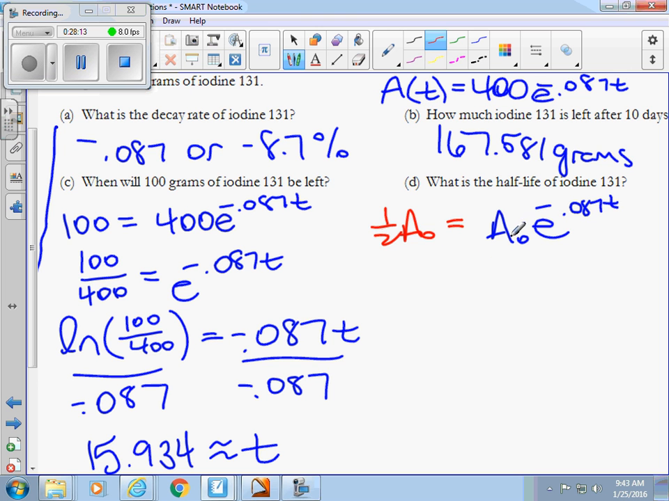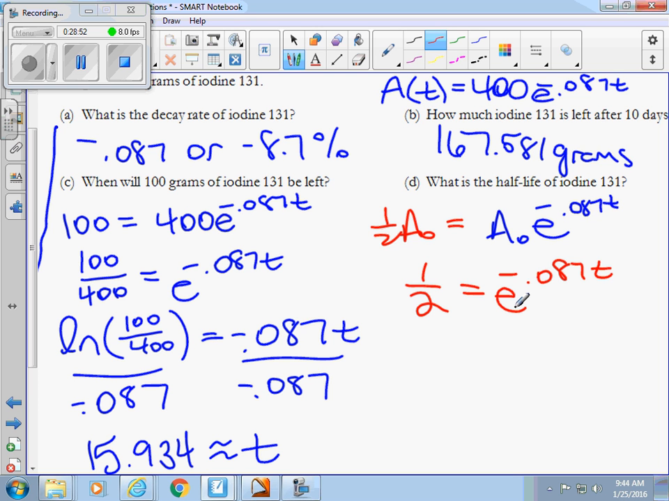If you were solving this by hand, wouldn't your first step be to divide by a sub 0, whatever that number is? If it's 400, you divide by 400. If it's 800, you divide by 800. If this is truly half of that, wouldn't you always just get a half equals e to the negative 0.087t? So I want you to know that sometimes they won't tell you the initial amount, and they'll still ask you the half-life. And you can still find it. If you know the decay rate, you can find the half-life whether you know the initial amount or not.